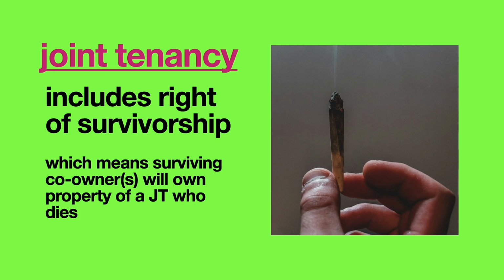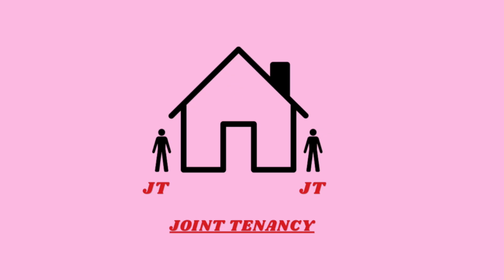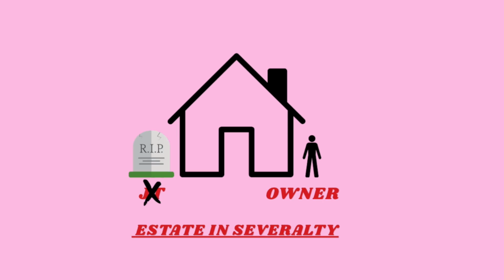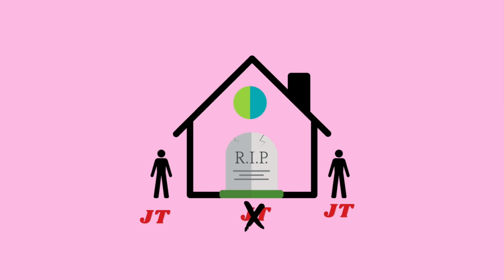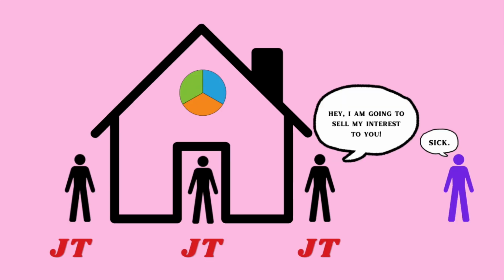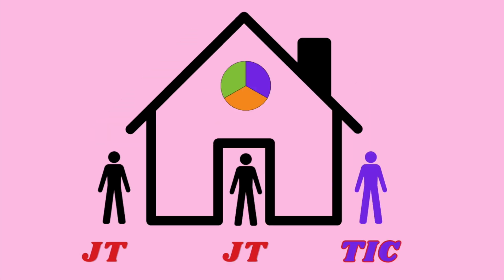Joint tenancy includes the right of survivorship, which means that the surviving co-owners own the property of a joint tenant who dies. If there are only 2 joint tenants, the death of one dissolves the joint tenancy. The remaining tenant becomes the owner of an estate in severalty. If there are more than 2 joint tenants, a deceased tenant's ownership transfers in equal parts to the remaining joint owners.